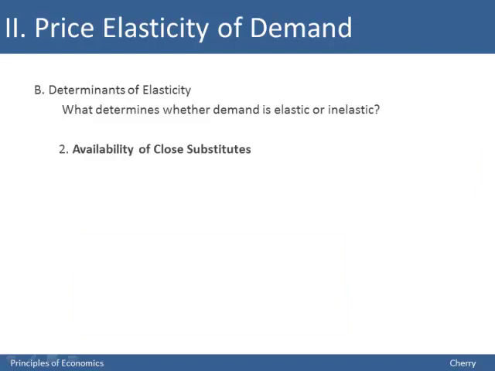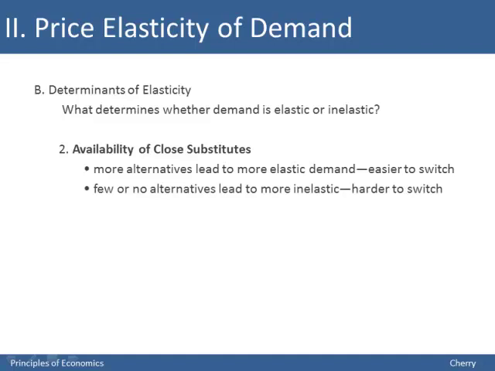What's the second determinant of elasticity? That's the availability of close substitutes. More alternatives will lead to more elastic demand. What that means is that when there are more alternatives, there are more opportunities and it's easier to adjust your purchasing behavior. If you have few or no alternatives, then that's going to lead to more inelastic demand. Without those alternatives, or if there aren't as many to choose from, it's harder to switch. So for your car, one reason why gas is inelastic is that there aren't many substitutes for gas.